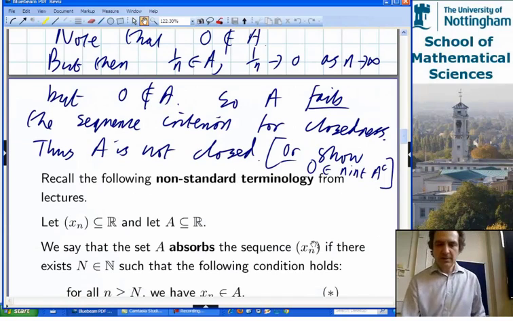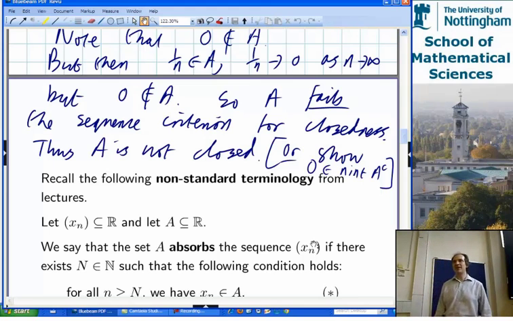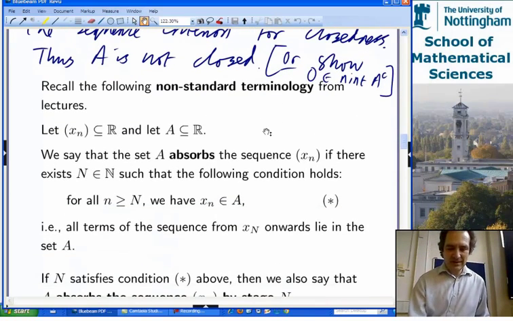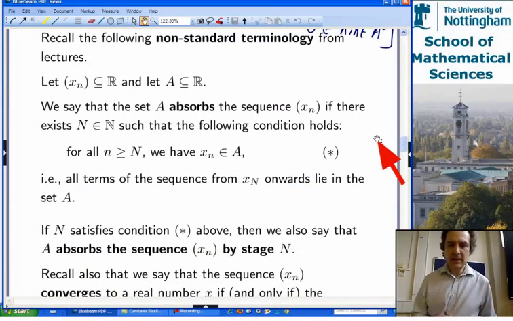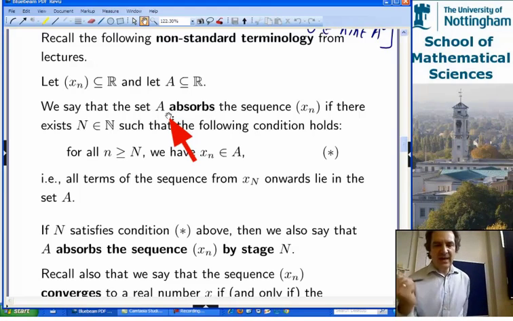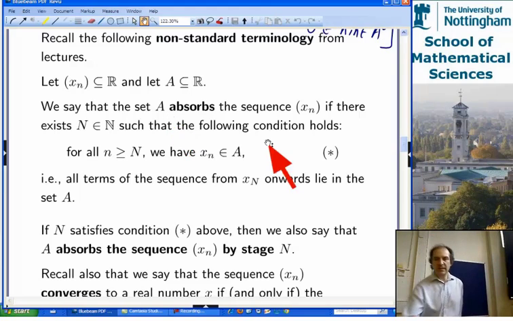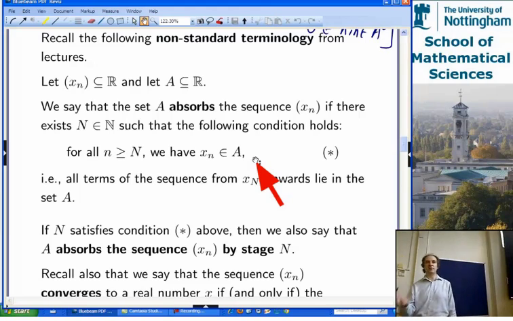Now, the rest of this session we're going to look at proving things about absorption, which is this non-standard terminology of mine. And you're going to prove all these easy facts about it that I said were clear in the notes, and now you're going to get a chance to prove them. Okay, so what's this absorption thing? It's the one about getting stuck inside a set from some point on. So your set A absorbs the sequence if, after a while, all terms of the sequence are somewhere inside A. They don't have to converge to anything. It just says that they're in A somewhere. They may oscillate around like crazy inside A. As long as they stay inside A from that point on, then A has successfully absorbed the sequence.